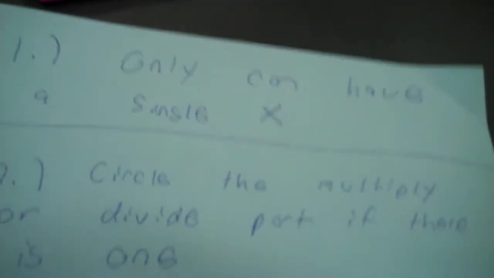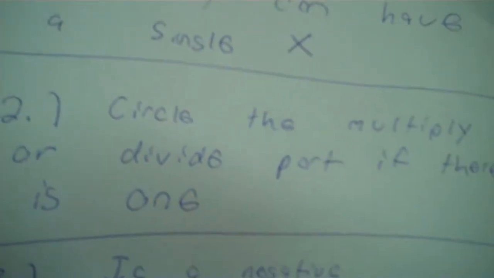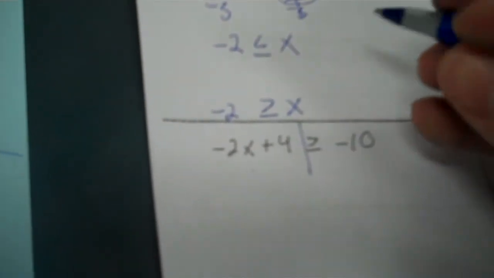Okay, you can only have a single x, which you do. Circle the multiplication part or divide part if there is one. So here's where the x is at. Okay, it is being multiplied by -2. Now, do you have a negative in that circle? Yep. Okay. So if you do, you need to flip the sign.